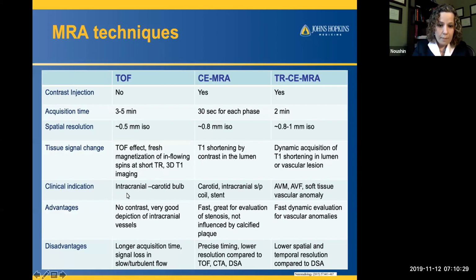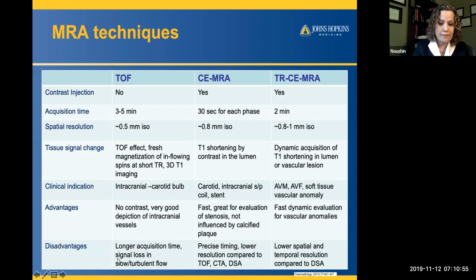We use it commonly for the evaluation of intracranial vessels, for the cervical vessels, and also for evaluation of the carotid bulb. As I said, the advantages with this technique are we don't use any contrast, and it's very good for intracranial vessels. However, it has a longer acquisition time, so if the patient is moving, it's sensitive to motion artifacts.